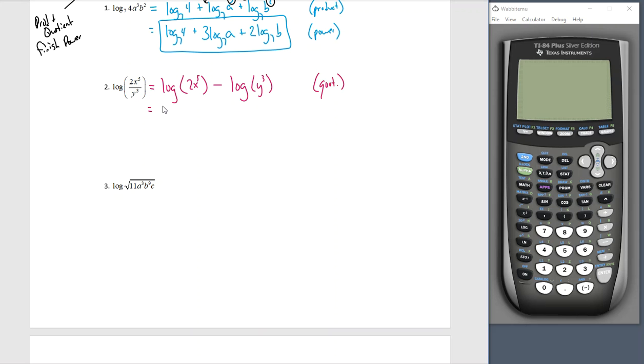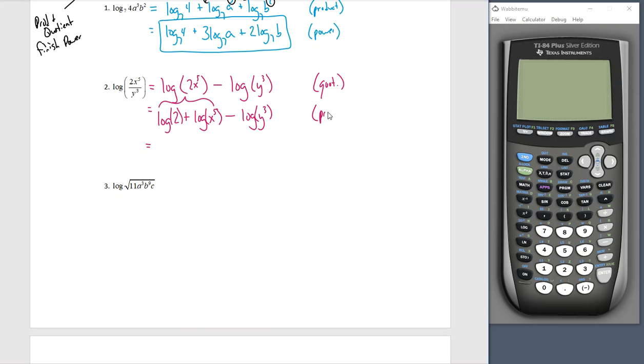Next, I'm going to expand this part, right? What is that? That's log of 2 times x to the 5th. So that's log of 2 plus log of x to the 5th. We still have the minus log of y cubed. And parentheses are always a good idea. I get lazy sometimes. Okay, so now there's just a 2, there's just an x, there's just a y. We've separated everything through subtraction and addition that we needed to.